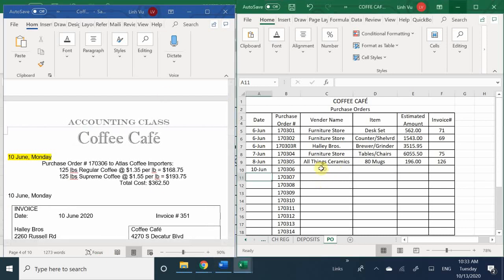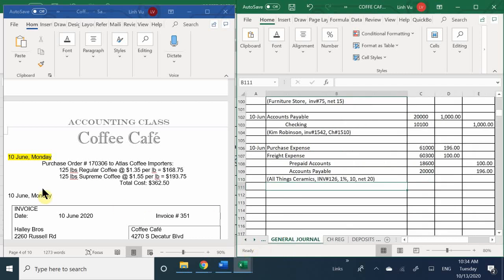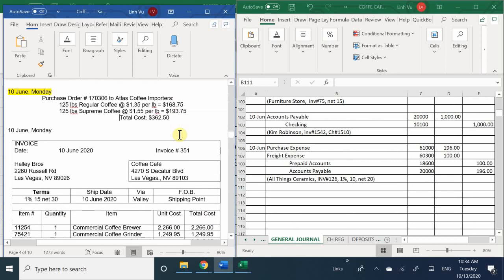Okay, who's the vendor? Atlas, yes, Atlas Coffee Import. I'm just going to put IMP for short. Okay, what did we buy? 250 pounds of coffee. All right, and the total amount is going to be $362.50. All right. What has happened next?